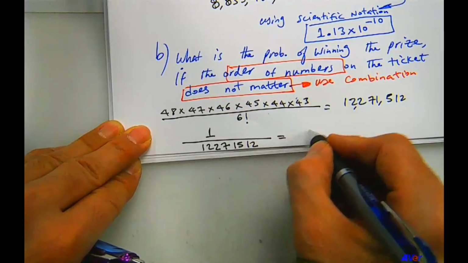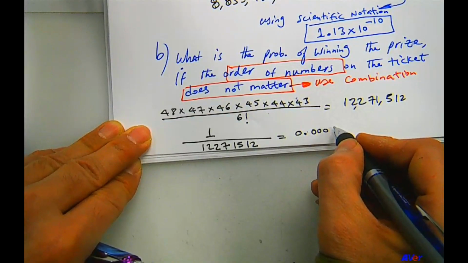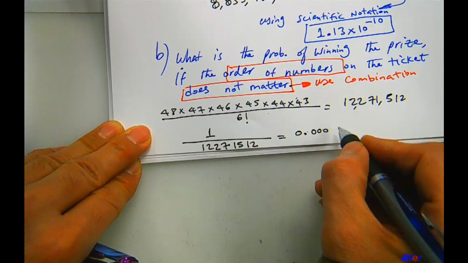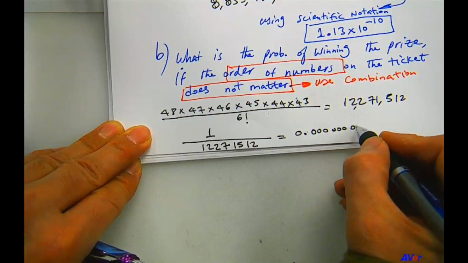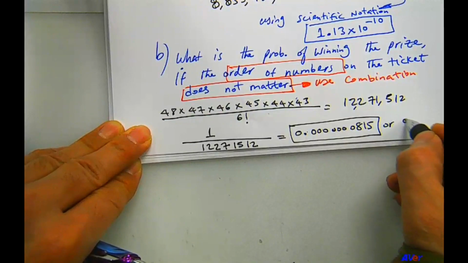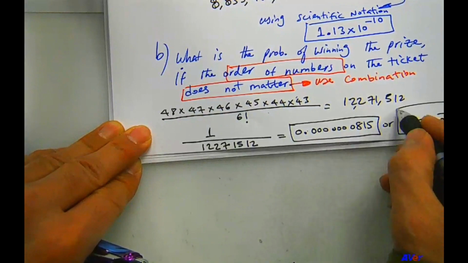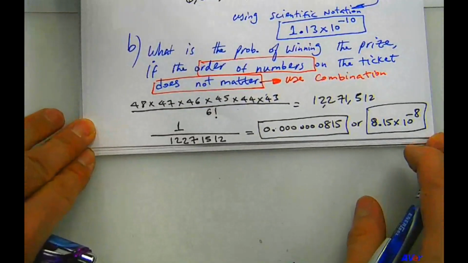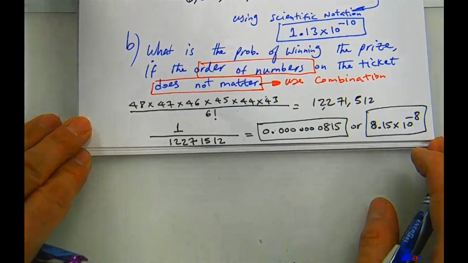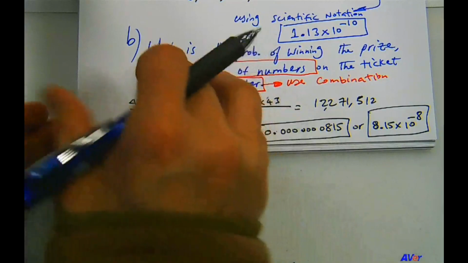This gives us this number, or 8.15 times 10 to the negative 8, like that. Okay, so that's another example. Let's do another example.